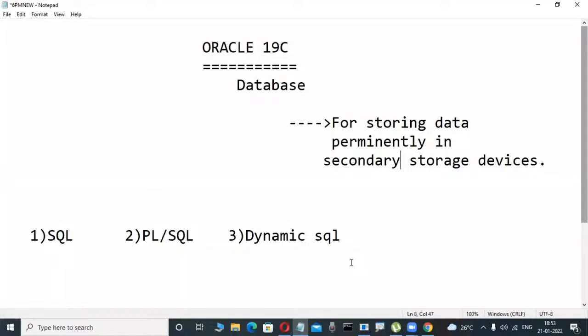ETL developers always need subqueries, joins, materialized views, indexes, partitions, some concepts. OLAP features, rank, dense rank, this type of analytical functions, lag and lead, some knowledge of analytical functions is required. And PL/SQL stored procedures.